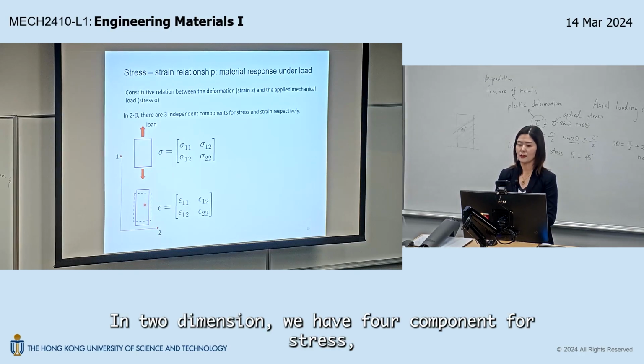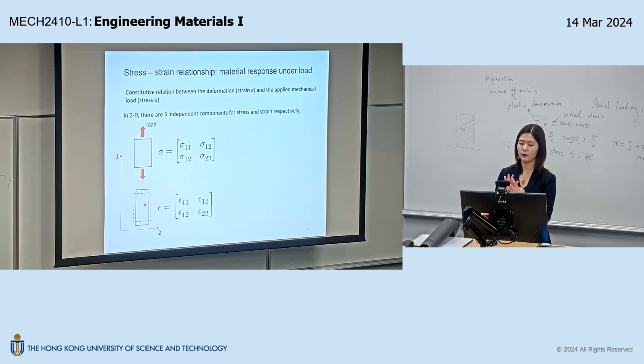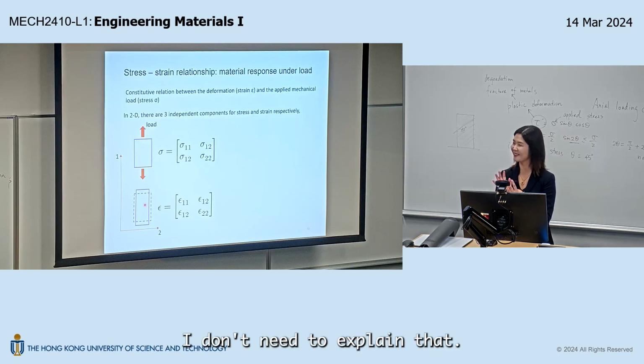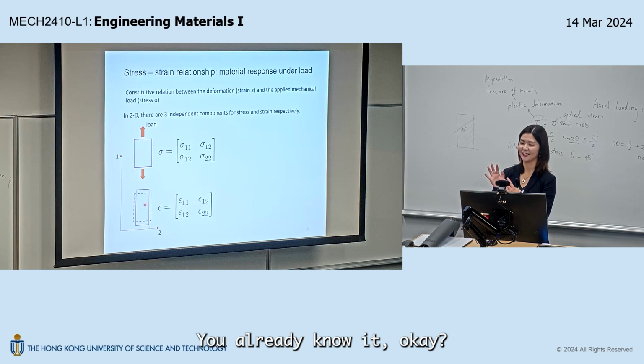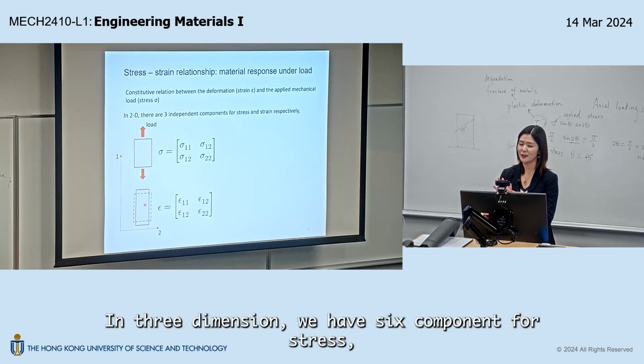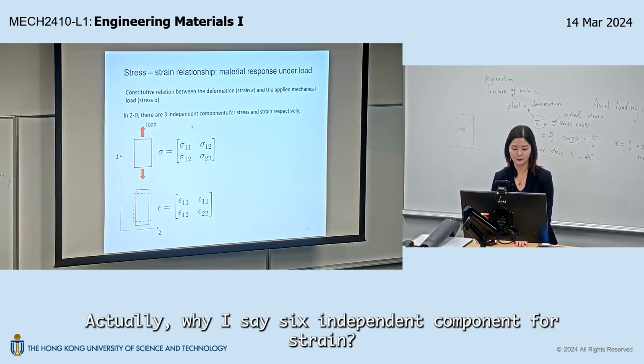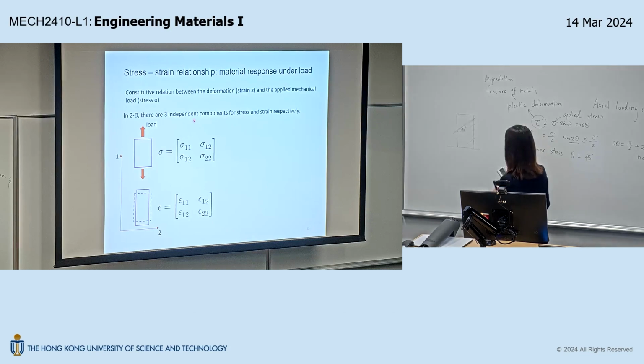In 2 dimensions, we have 4 components for stress and 4 components for strain. I believe this has already been taught, so I don't need to explain that. You already know it, okay? In 3 dimensions, we have 6 components for stress and 6 components for strain. Actually, why do I say 6 independent components for 3D?